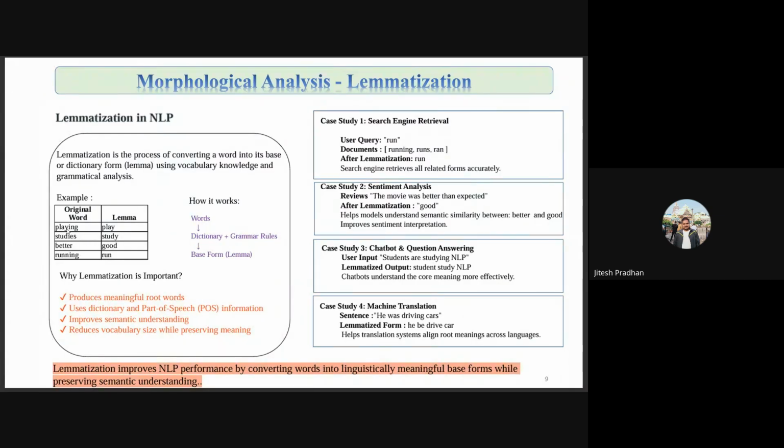Now in this case, if we are stemming it, it will be play, so it is correct, the same as the lemma. But in this case, look here, it is study. We have removed es. The stemmed word was studi, but that was not a correct word.